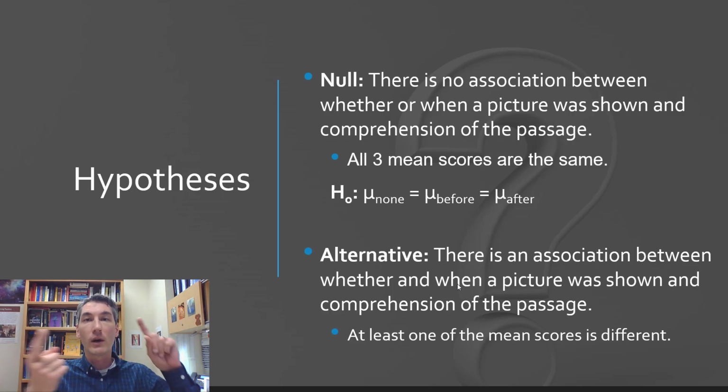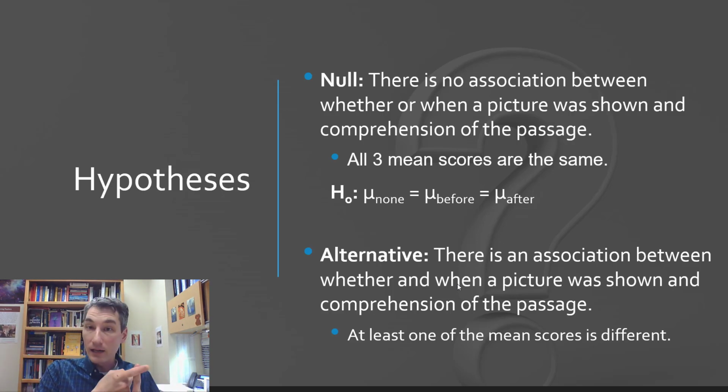The first variable is whether and when you saw the picture, and number 2, comprehension of the passage. Now, the explanatory variable, whether and when you saw the picture, is categorical. There's 3 options, right? But the response variable is quantitative. That's your score 1 to 7, and we can find the average score.